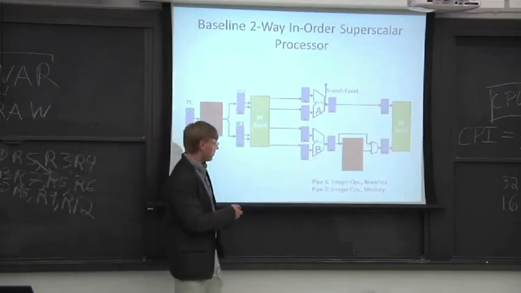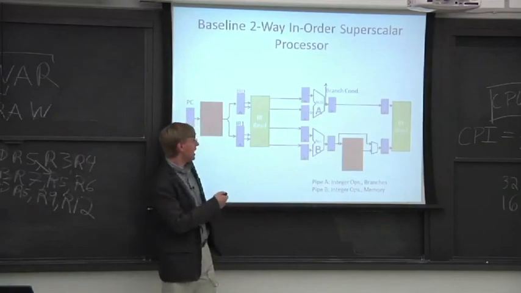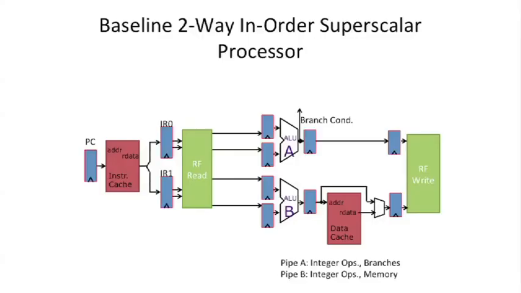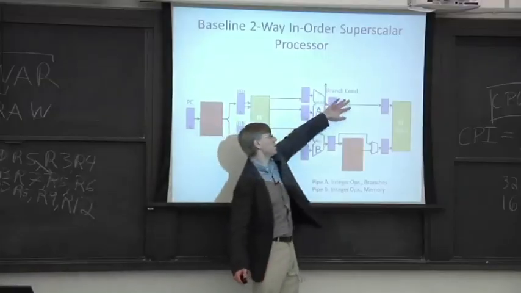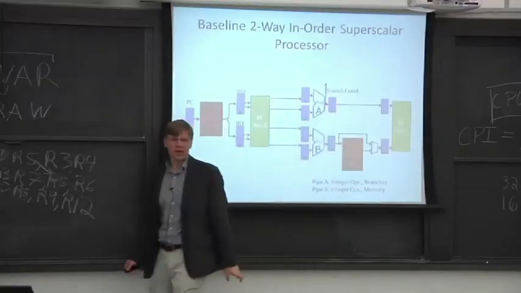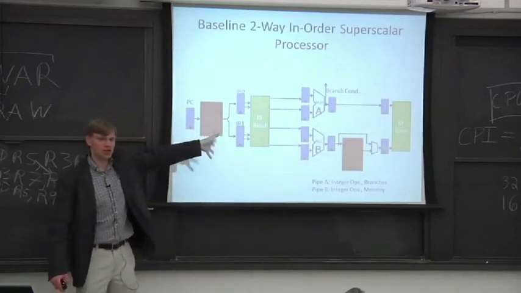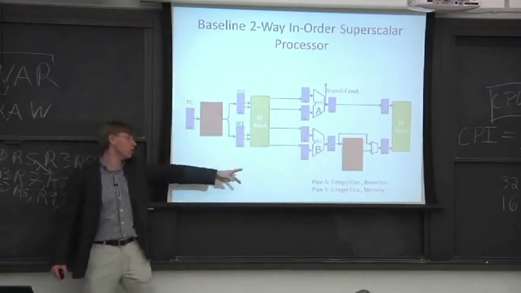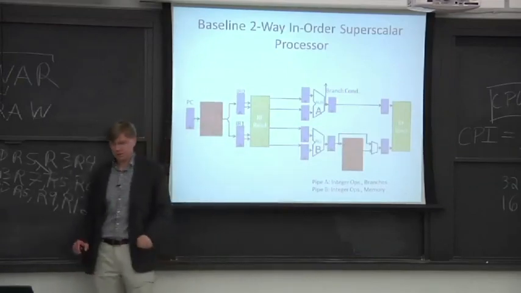Drawn here, we're going to actually differentiate these 2 pipes. We're going to call this pipeline A and this pipeline B. Pipeline A, let's say, can do integer ops and branches, and pipeline B can do integer ops and memory access. But you can't do memory up here and you can't do branches down there. There's nothing fundamental. We're just going to look at this basic example to have 2 asymmetric pipelines.